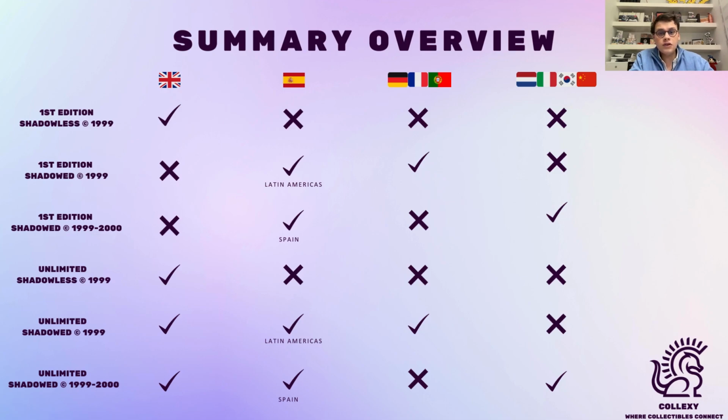The unlimited shadowless variants were only printed in English, just like the first edition shadowless variants, as shadowless variants were only printed in English, so not in any other language.